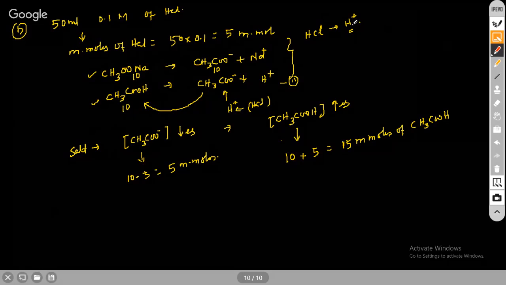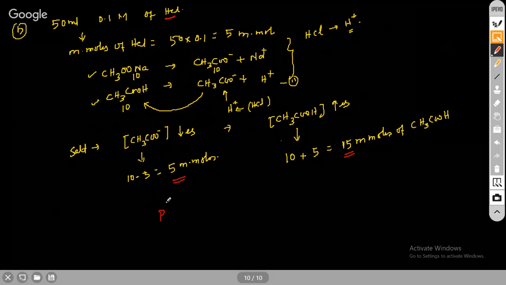So when this H plus combines, it is mainly with the salt's anion, and the salt concentration will decrease because it combines with H plus and converts into weakly ionized CH3COOH. That's why we say that salt concentration will decrease and acid concentration will increase. Now you see, this is the concentration of salt and this is the concentration of acid when we add these many moles of HCl into it.